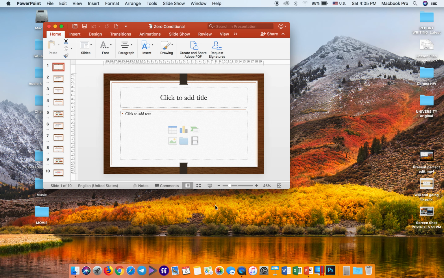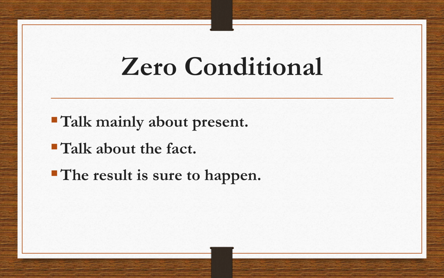So in this video, you're going to learn about zero conditional, okay? Zero conditional is used to talk mainly about the present, okay? Present means now. And it is also used to talk about facts. A fact refers to something that everyone knows about, okay?